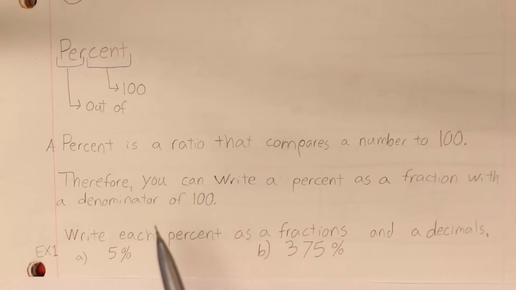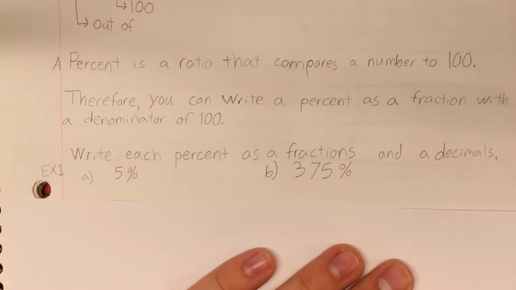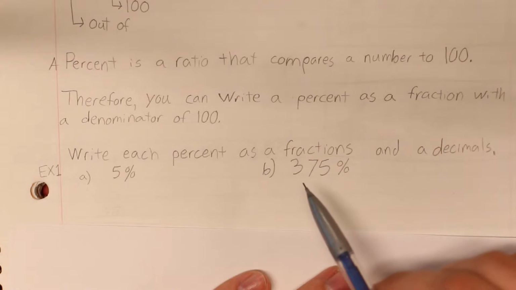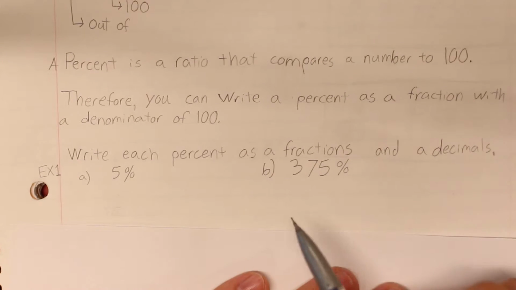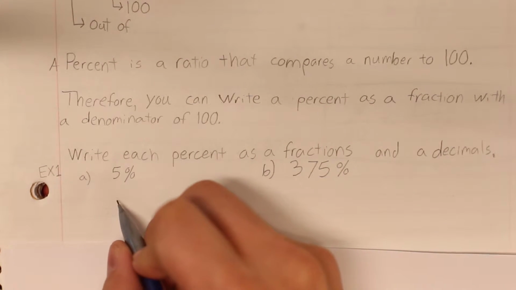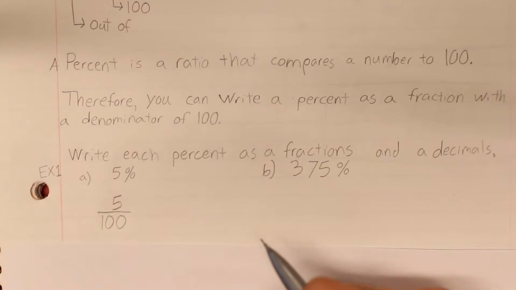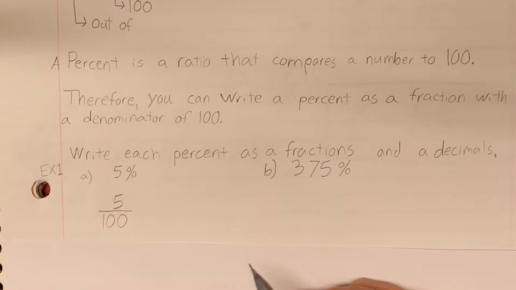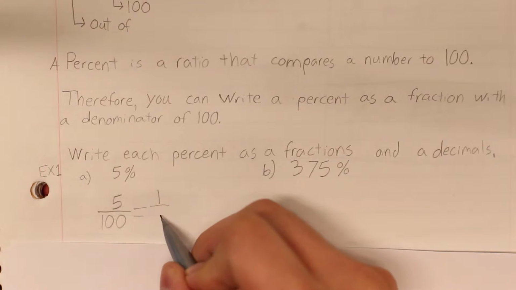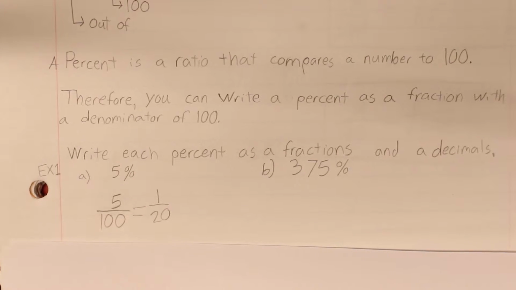Here we have some directions. We're told to write each percent as a fraction and a decimal. So let's take care of the fraction part first. We have 5%. Well, I just read that I can write a percent as a fraction with a denominator of 100. So you take whatever the percentage is and you say 5 over 100. And that is your fraction. Now we will have to simplify these fractions. You could simplify it by 5, so to get 1 over 20, okay? So that's how you could do that fraction part of it right there.